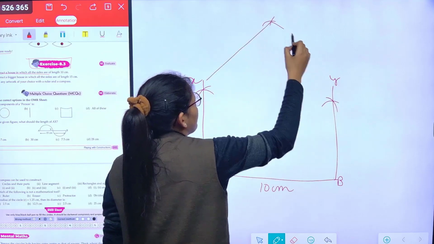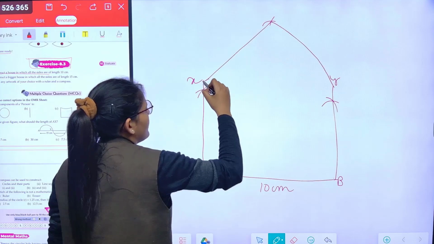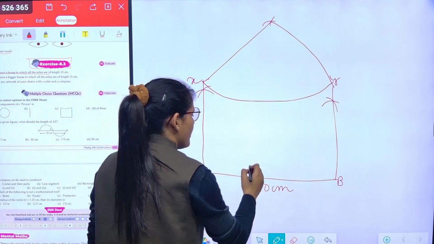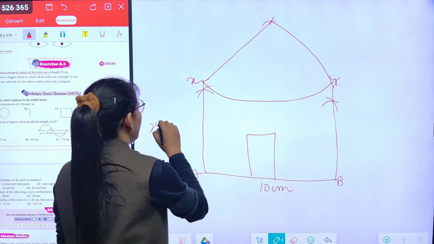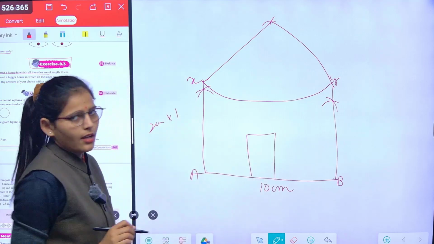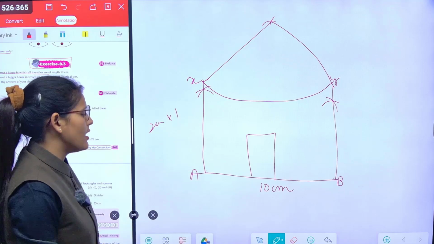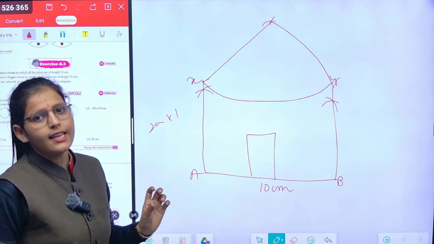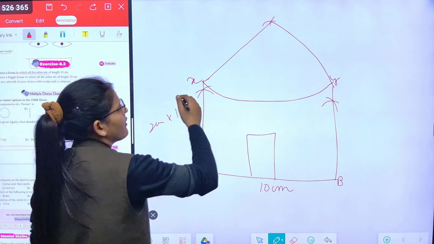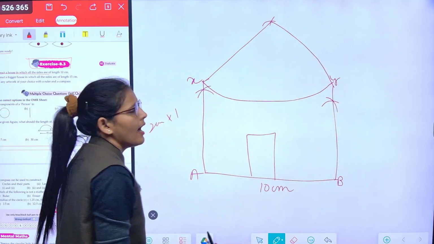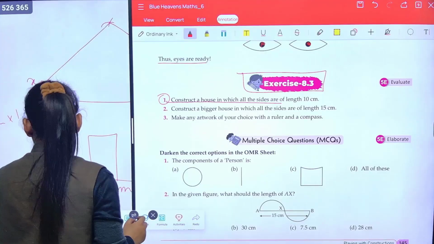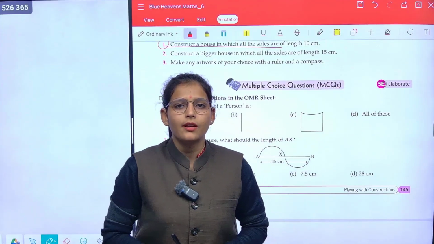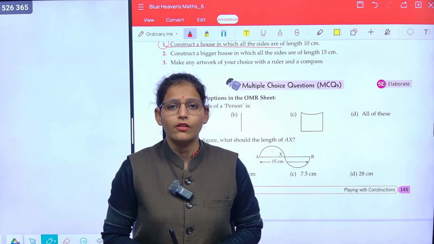Now, join them and draw an arc like this. Understand? And draw a rectangle 2 centimeter multiplied by 1 for the door. Understand, class? Now your house is ready. Class, you will do it with the help of compass and scale. Ma'am has explained it to you roughly. Understand, class? Now, class, rest of the questions do yourself. Now your chapter is completed. Prepare it very well and we will meet you in the next class.